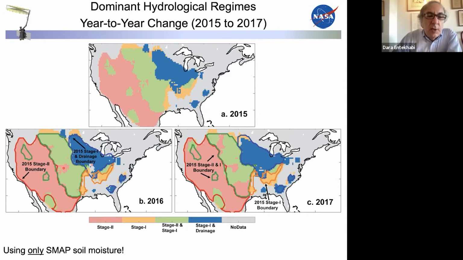So you see regions switch altogether from being dominated by one hydrologic process to another. This is the well-known flash drought of the upper Midwest in 2017. You see these things moving. There's a wealth of things to see in these maps and other maps that I'm not showing. This is just a summary, just from observations.